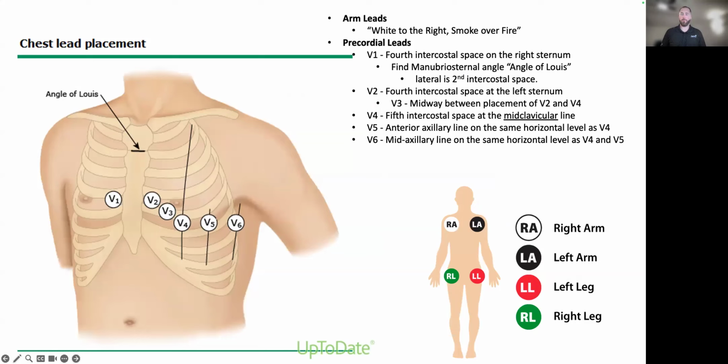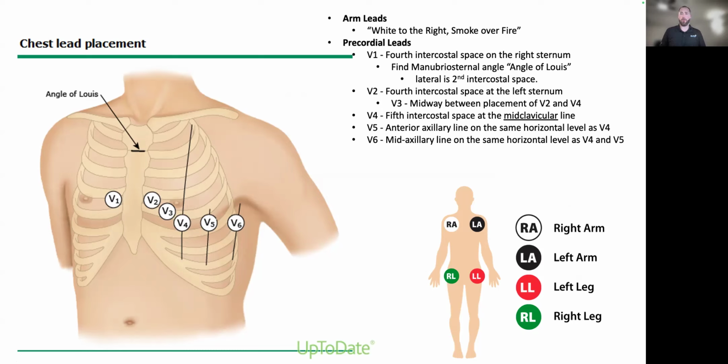Let's talk about EKG placement. So your patient will oftentimes be on bedside monitors, but if you want a more accurate look at the heart's electrical rhythms, you're going to want to obtain an EKG. Usually that's a 12 lead EKG. Remember the arm leads are going to start out on the right arm, white to the right, and smoke over fire, so black over red.